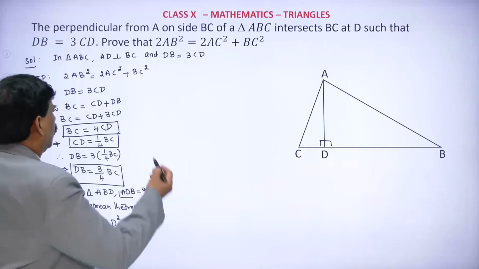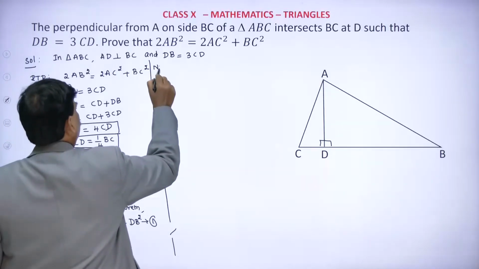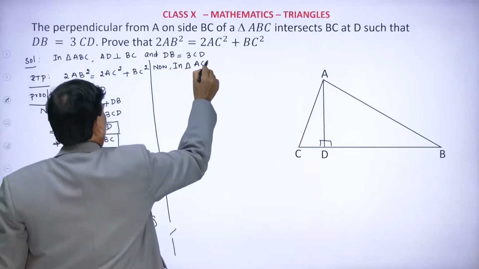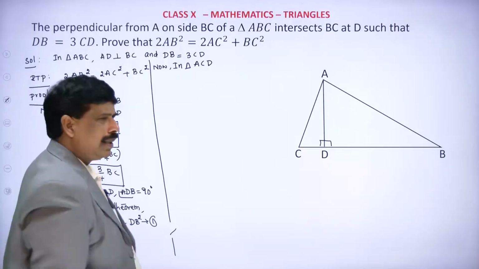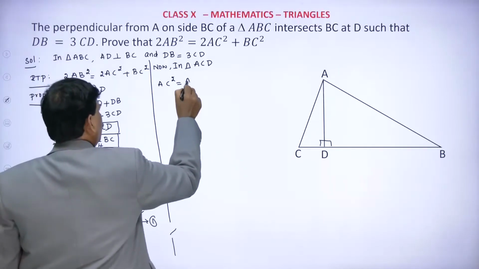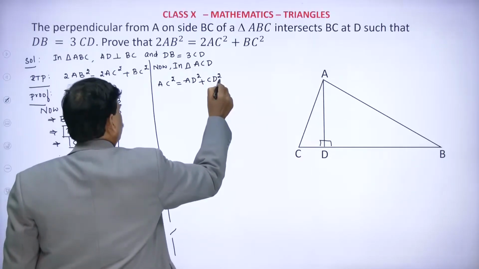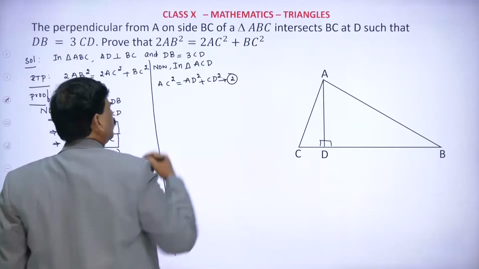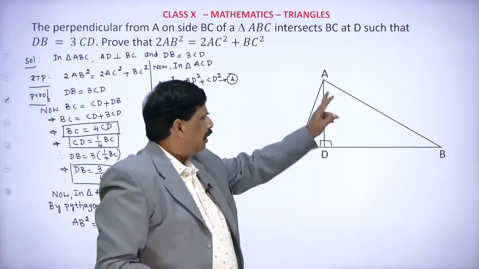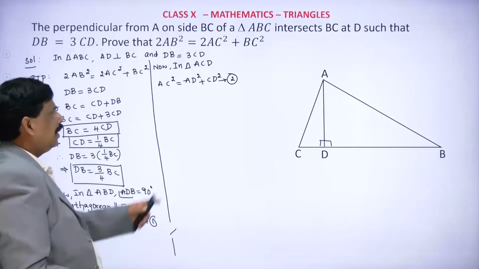Now you take the second triangle. Now in triangle ACD, AC square is equal to, same Pythagoras you are applying, AD square plus CD square. Give this as equation 2. Clear? First we have taken the first triangle and applied Pythagoras, then the second triangle and applied Pythagoras. So you have equation 1 and equation 2.